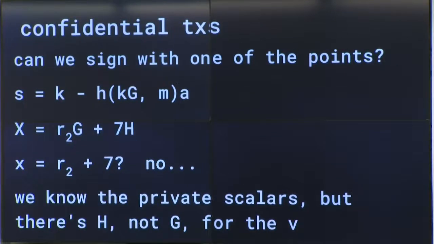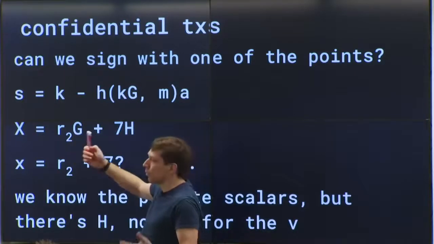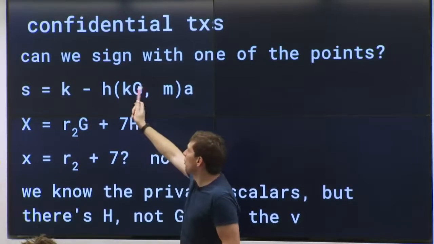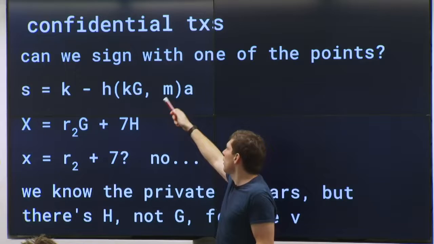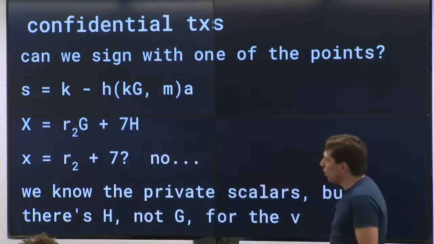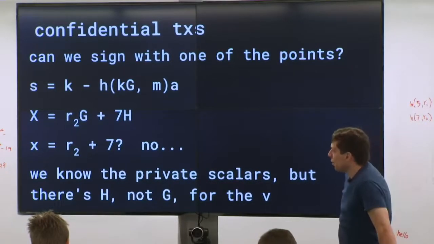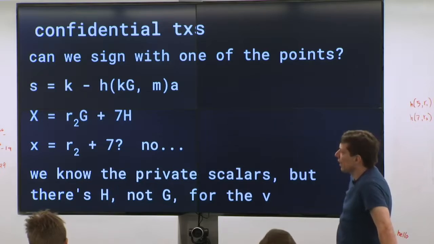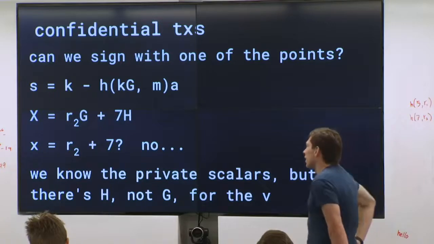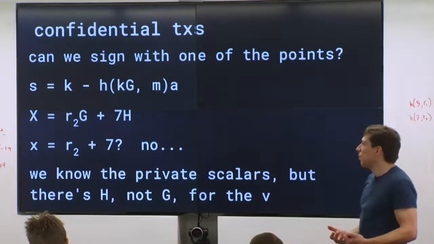So the signature equation, S, I didn't really review it as much, but we've talked about this a couple times. Come up with a random value k, take the hash of k times G and the message to be signed, times your private key. That's your signature S. The problem is X, your value that you've got committed to here, it's R2 G plus, say, 7H. Well, what's your private key here? Well, it's R2 plus 7, but no, because you know the private scalars here, but there are 2 points involved in this key. So you can't make a signature.